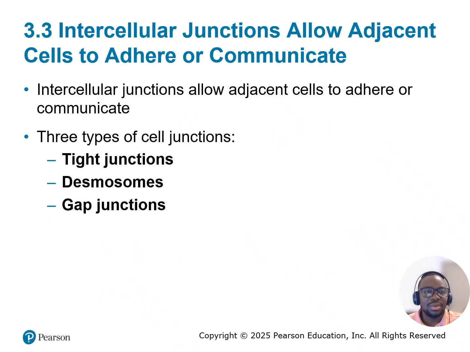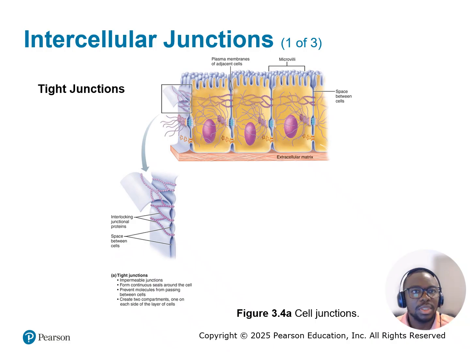Next, we look at intercellular junctions. Intercellular junctions allow adjacent cells to adhere or communicate. There are three types of intercellular junctions: tight junctions, desmosomes, and gap junctions. Tight junctions are impermeable cell junctions that form continuous seals around the cell to prevent molecules from passing between cells. A tight junction is formed by a series of interlocking junctions and has space between the cells.